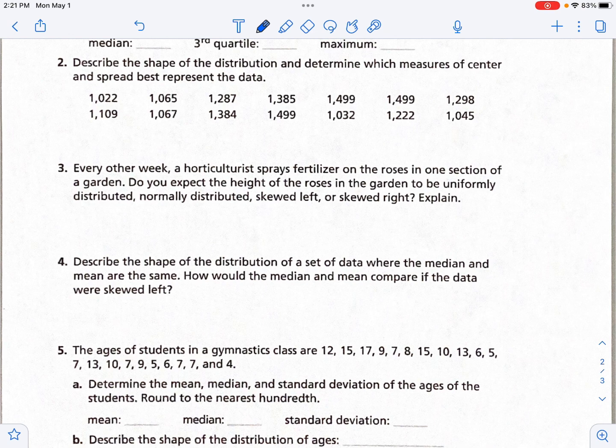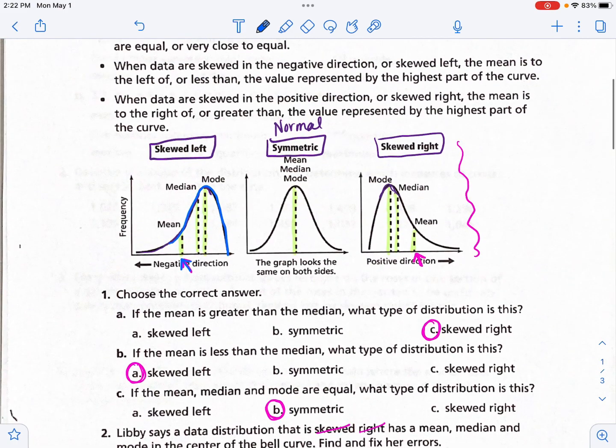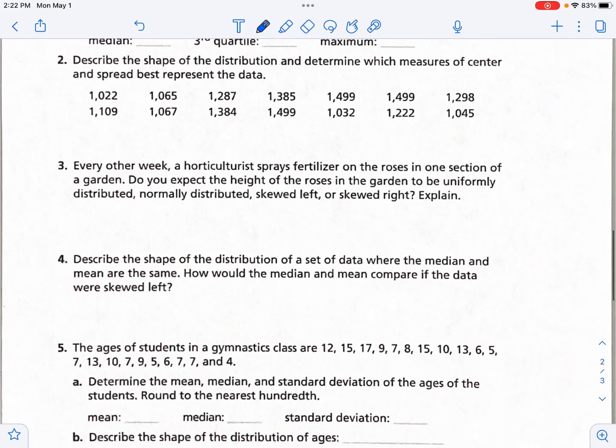So number 3 says, every other week, a horticulturist sprays fertilizer on the roses in one section of a garden. Do you expect the height of the roses in the garden to be uniformly distributed, right, symmetrical? Uniformly meaning like all the same, like they're all going to be the same height. Normally distributed, meaning some are going to be small, some are going to be big, in proportion. Or is it going to be skewed left or right? Now remember, we talked about skewed left and right. Going back up to my picture here, if it's skewed left, there are going to be some that are bigger and some that are smaller. So let's think about what this would mean as far as fertilizer goes.